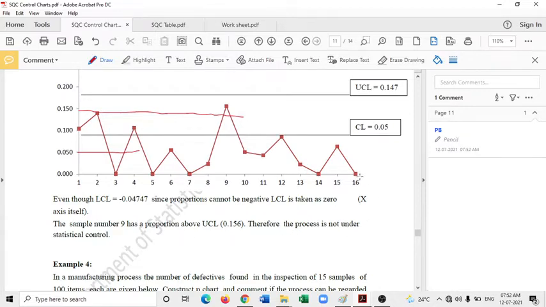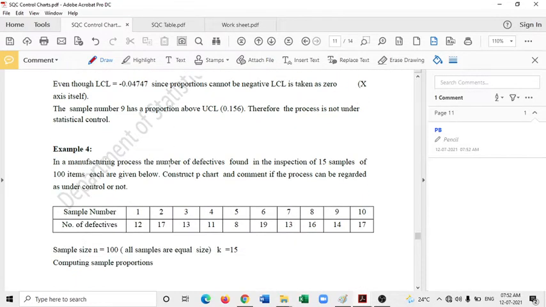So here we note that there is some error in drawing the central line and also the upper control line, and the lower control line is as such 0 itself, and so this has to be deleted. That's a mistake, and this also has to be drawn here, meaning 0.05. So that's about the control chart based upon proportion.